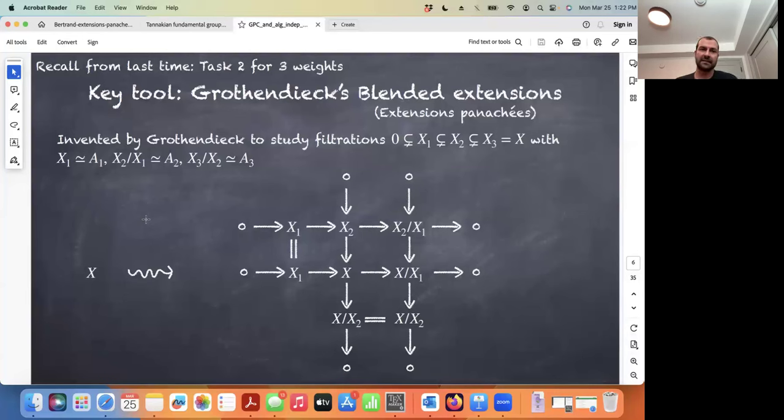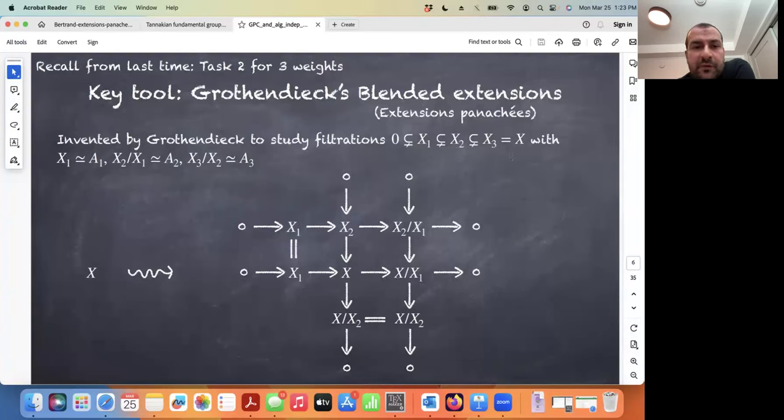Okay, so now I'm going to go to the second task, which was about the classification of motives with a given associated graded, and particularly when you have a maximal unipotent radical. Now, in the case of 3 weights, the key tool is the notion of blended extensions due to Grothendieck. He invented this to study 3-step filtrations in an abelian category. So you've got a filtration like this, let's say, and the quotient X1 is isomorphic to A1, then this successive quotient is isomorphic to A2. This one is isomorphic to A3.